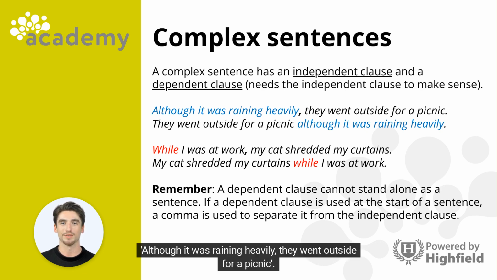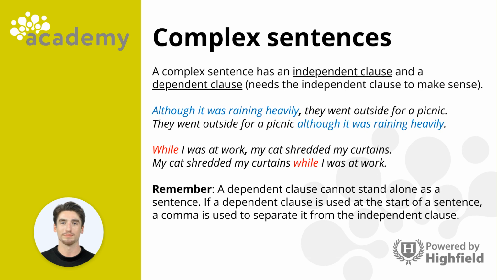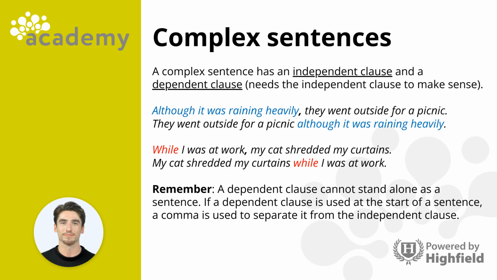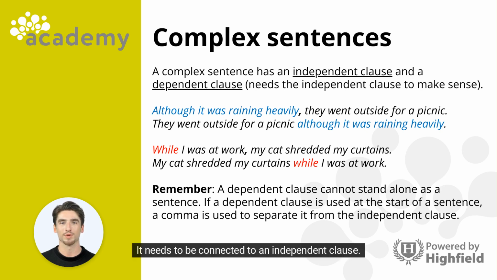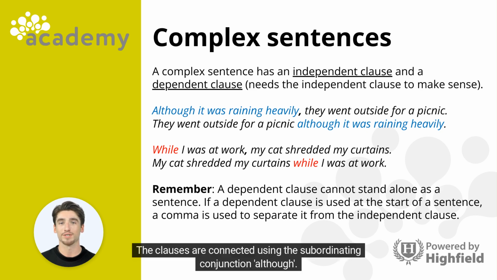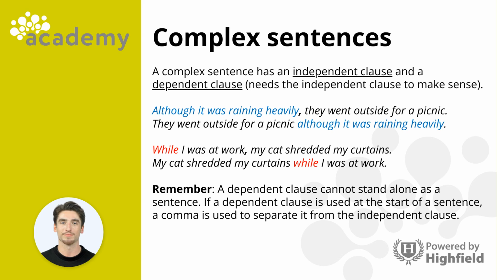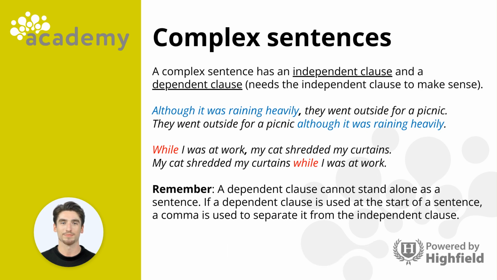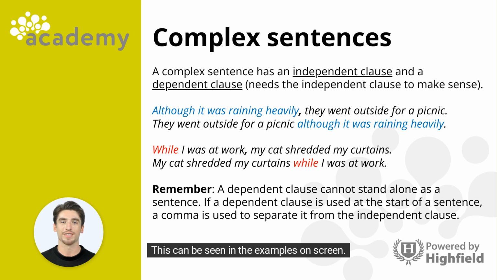Although it was raining heavily, they went outside for a picnic. Here, although it was raining heavily, is the dependent or subordinating clause. It does not make sense on its own. It needs to be connected to an independent clause. They went outside for a picnic is the independent clause. The clauses are connected using the subordinating conjunction although. If a dependent clause is used at the start of a sentence, a comma is needed to separate it from the independent clause. This can be seen in the examples on screen.